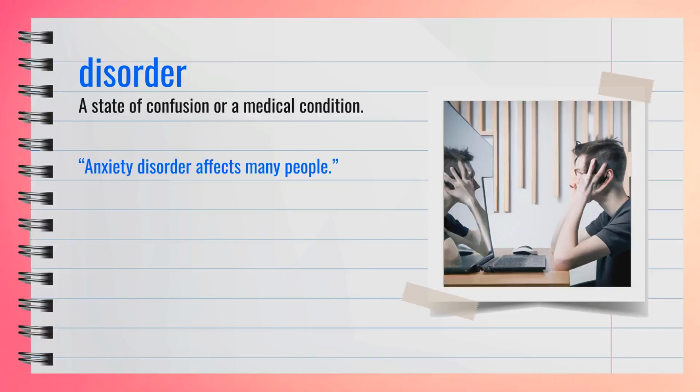The word disorder is a noun. It can mean a state of confusion or a medical condition. Let's say it, disorder. A synonym is ailment. For instance, anxiety disorder affects many people. So a disorder can be either confusion or a medical condition.